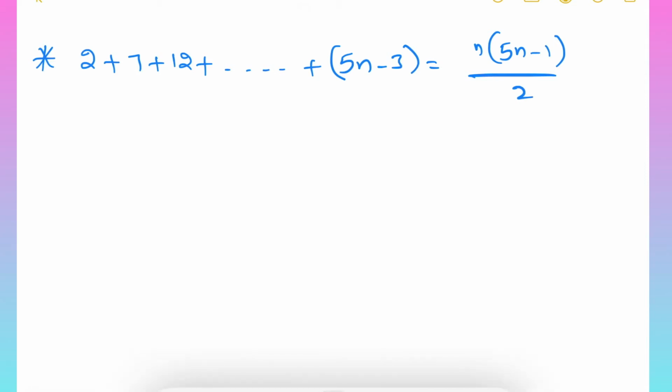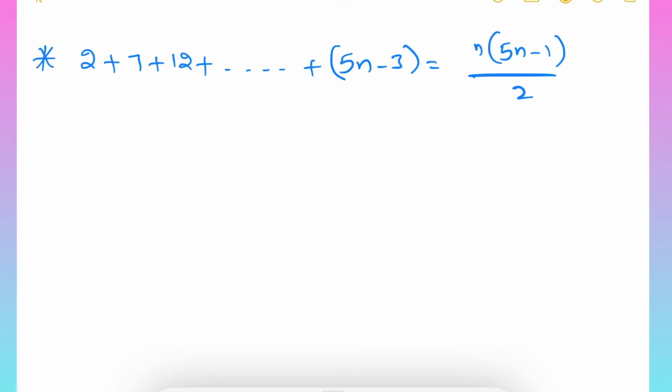The question is 2 plus 7 plus 12 plus and so on plus 5n minus 3 equals n into 5n minus 1 divided by 2. In this question the nth term is already given, so there is no need to find the nth term again. So let us move to our steps now.